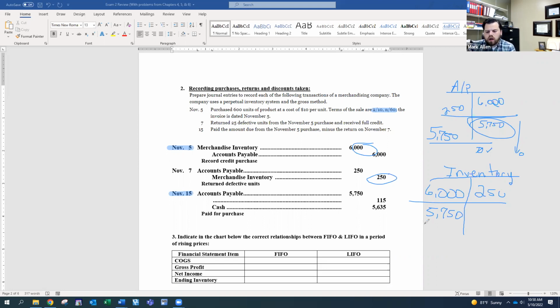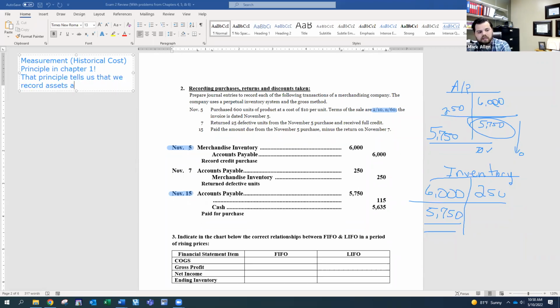But what do I have to book my assets at? What principle from chapter 1 applies here? Well, you'll remember we talked about something called the measurement principle, or what we called the historical cost principle in chapter 1. That principle tells us that we record assets or transactions, truthfully, record transactions at cost. Well, what is cost? Recall that cost is the amount we pay.